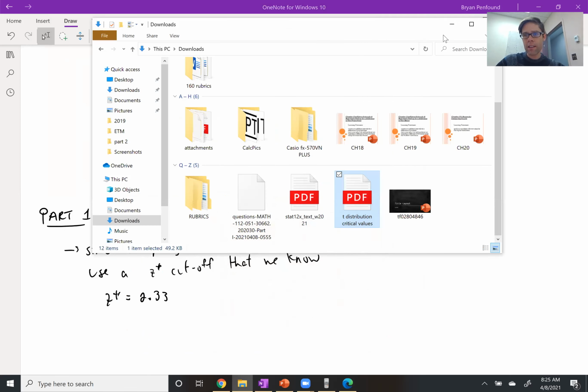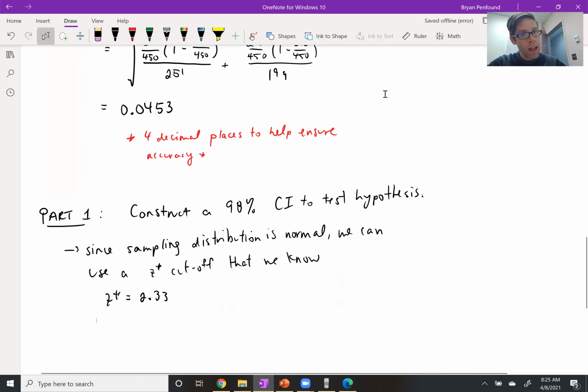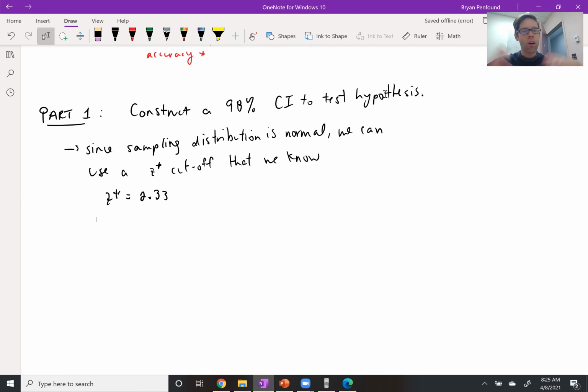The other way you can find that Z star cutoff number is to utilize the calculator. You can use the inverse normal command to find that Z star cutoff number. If you want to refresh your memory on how to do that, head back to the single proportion chapter where we've done a little bit of work finding some of these cutoff numbers. So either you know it or you have a way to find this cutoff number depending on what that percentage confidence interval looks like. So we're going to be taking 2.33 and utilizing the following formula.